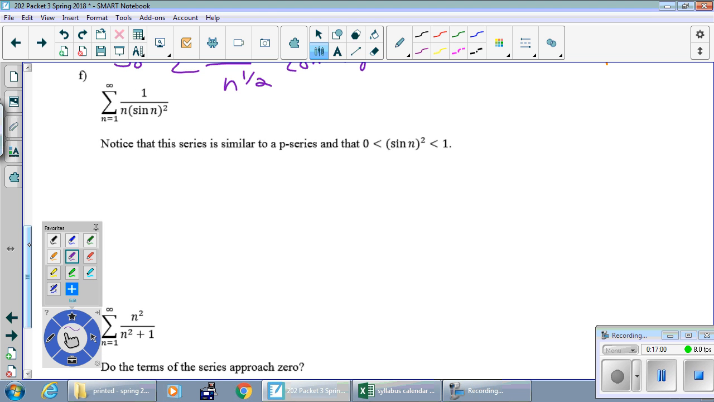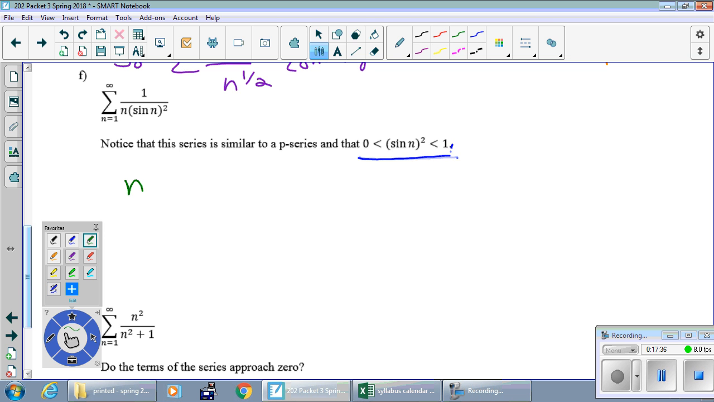Okay, and then finally here, part F. Oh, not finally, two left. 1 over n times sine of n squared. Okay, so the sine of n squared, that's a really complicating thing, but for sure, if we have sine of n, we're going to have to make use of the fact that that is always between -1 and 1. And so if I square it, that gets rid of the negative parts, but it still keeps the upper bound of 1. So sine of n, the whole thing squared, is always between 0 and 1.